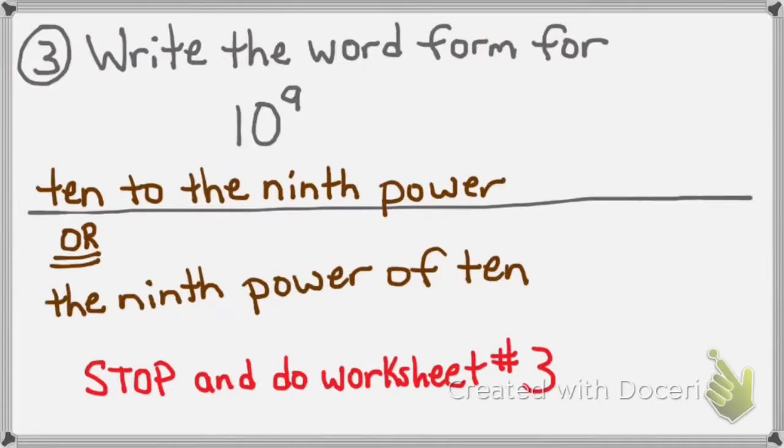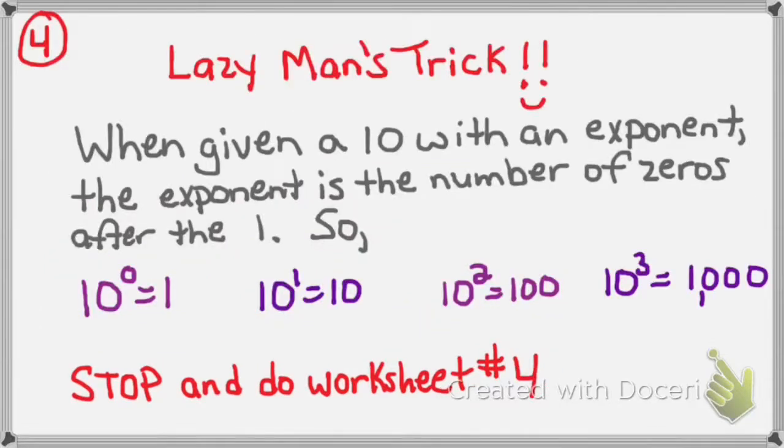When it shows me an exponent form and asks me to show the word form, I like to read it the way that I see it. So I would read it as 10 to the 9th power, because my exponent is 9, and if my exponent was number 9 in line, he would be 9th in line. So I read 10 to the 9th power. It is also correct to say the 9th power of 10.